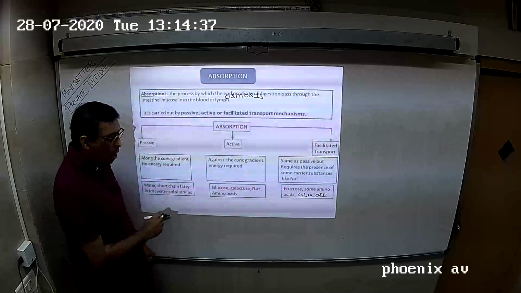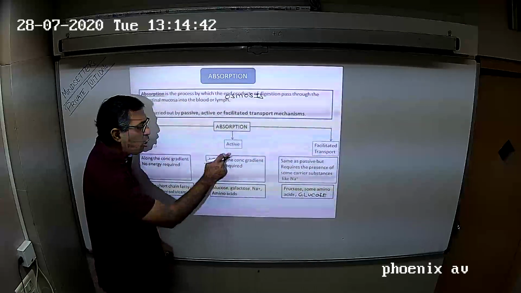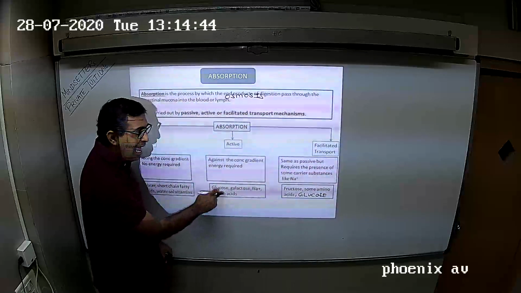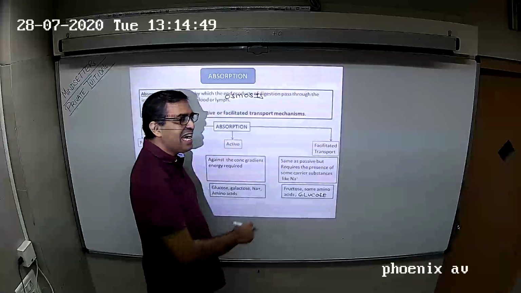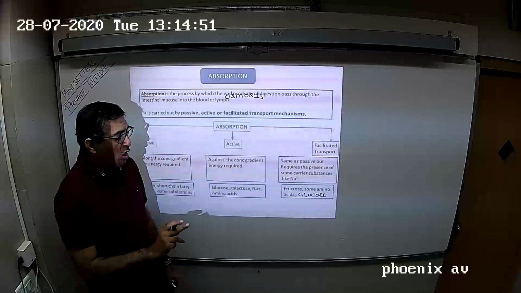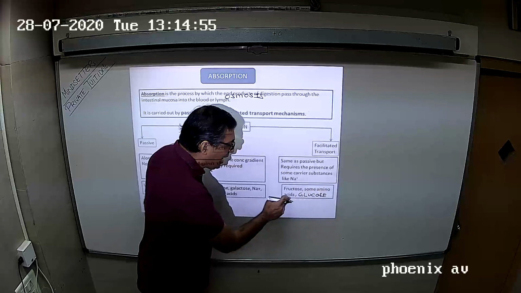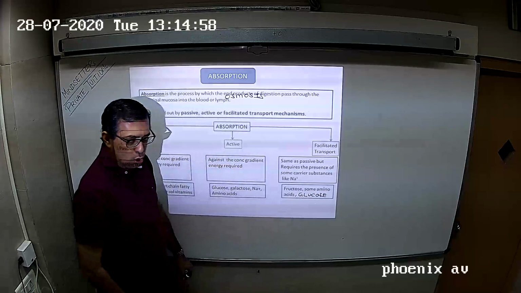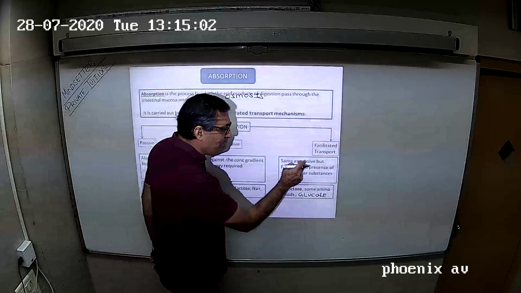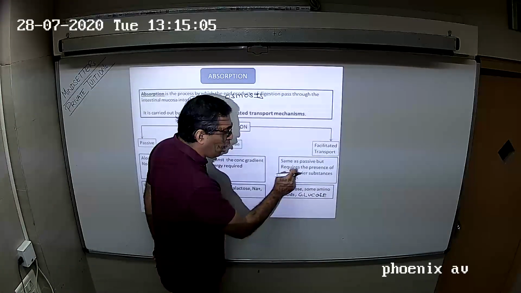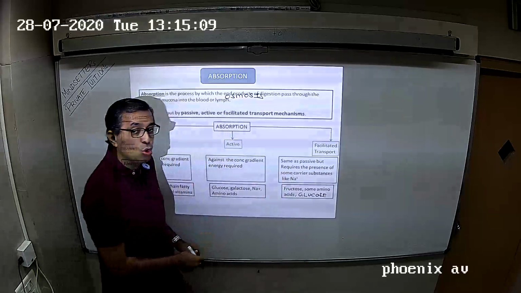If you remember, of the 20 amino acids, some amino acids undergo active absorption and remaining amino acids undergo facilitated absorption. तो कौन-कौन से सब्सटेंस फैसिलिटेटेड होते हैं? फ्रक्टोज, some amino acids and glucose. What is the meaning of facilitated? It is same as passive but requires the presence of some carrier substance like sodium.